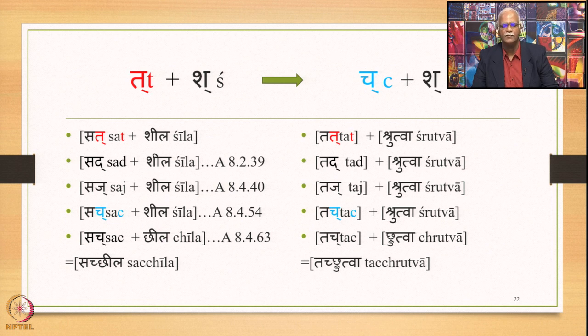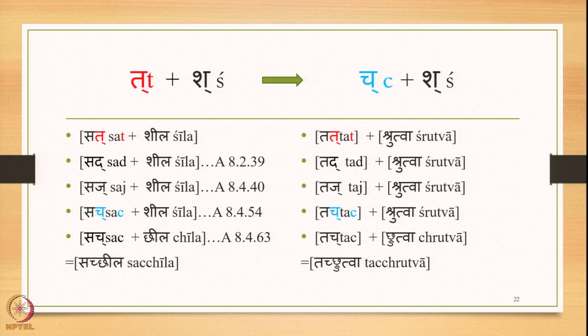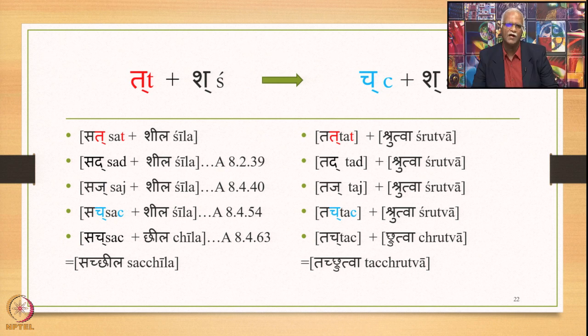Now let us look at the examples. We have seen the examples of sa being the kāryī. Now let us look at the examples where the tavarga, or the tu, is the kāryī in the environment of ścu. First, ta plus ś, and we have ca plus ś as the output. So here are two examples, sat plus śīla.